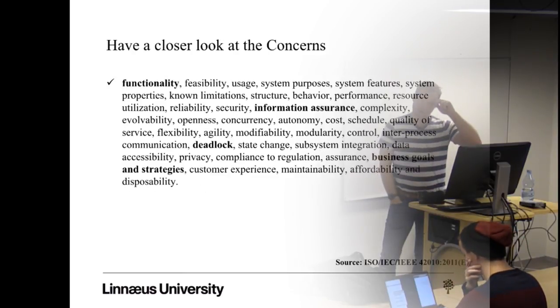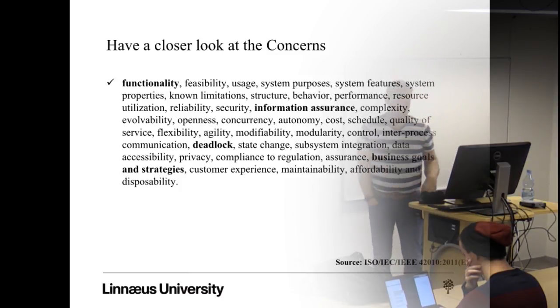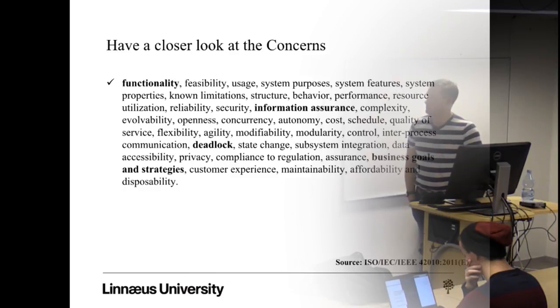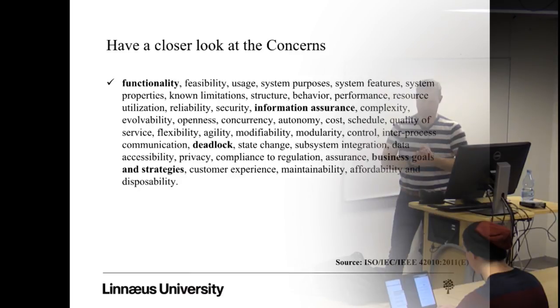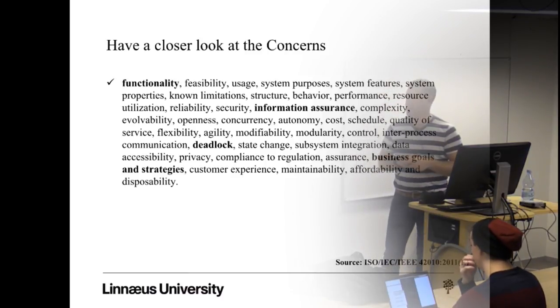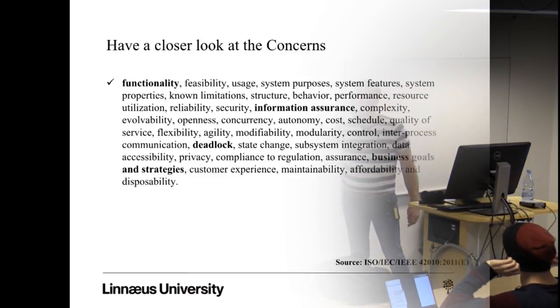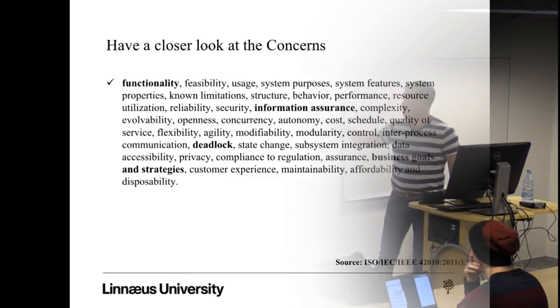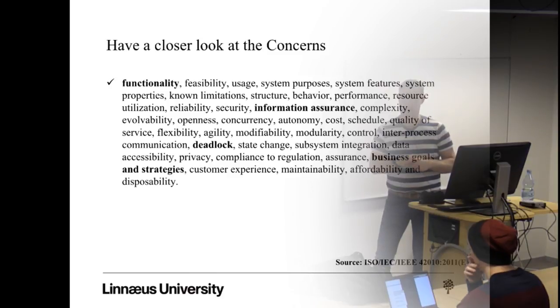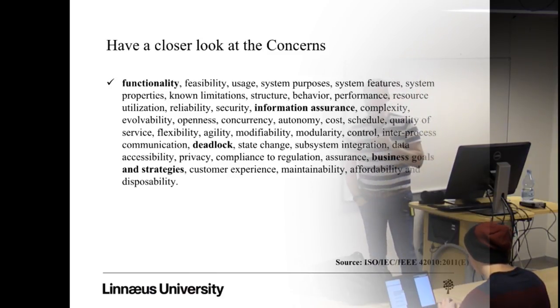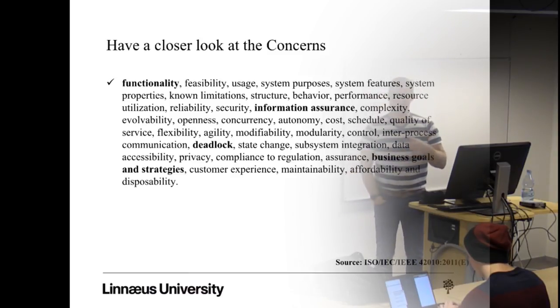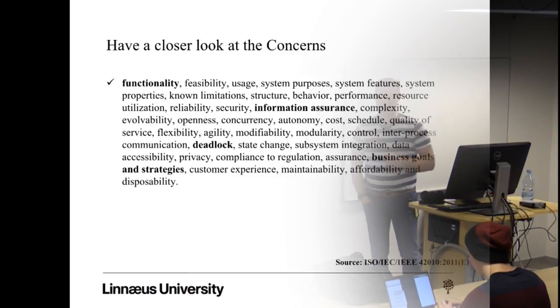If you look at the concerns, this is an extract from the standard. And as you see, there is an abundance of concerns, overlapping concerns. It's impossible to learn and enumerate and understand all these concerns, because it spans the range from business goals and strategies down to functionality, even down to resource utilization. There are so many different things. And this is also something that you see in architecture, because an architect needs to make decisions with respect to a concern.